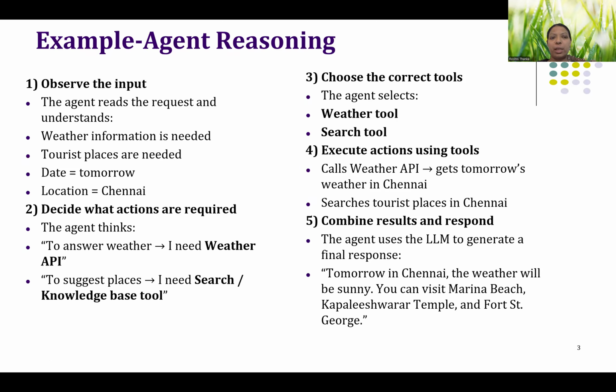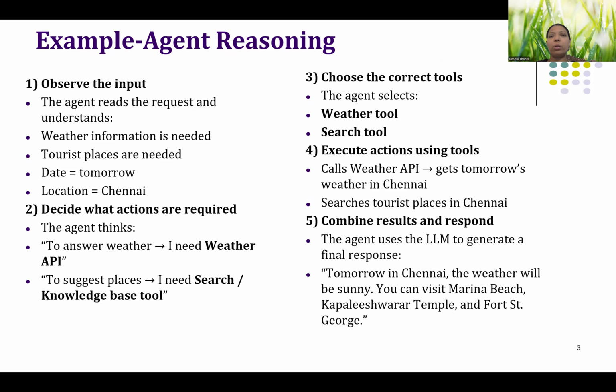It needs the tourist places in Chennai, which date will be convenient for me, and the location. From my prompt, it needs to observe all these things from my input, and then decide what actions are required for this input. The agent has to think: to check the weather on a particular day, it needs a weather tool; to suggest places, it needs a knowledge-based tool to know about the different places available in Chennai. After it decides the steps and actions required for the input, it has to choose the corresponding tools to give the answer.